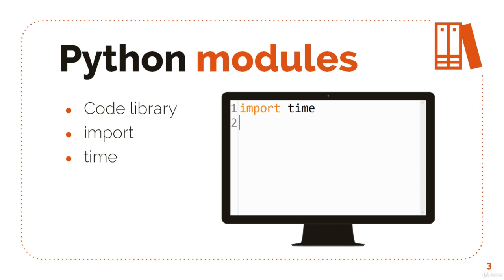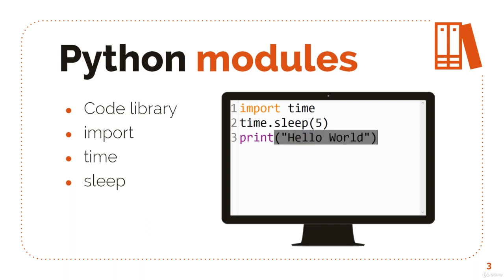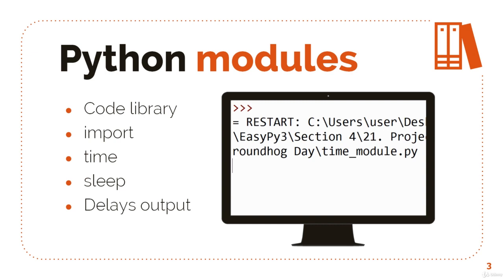Now the function, or rather the method we'll be using from the time module is called sleep. And what this does is it causes a delay in the output. Let me show you what I mean. To use it, we simply write time.sleep and a pair of brackets. Inside the brackets, we must give one argument. And this is how long you want your output to be delayed for, in seconds. So let's write 5, for example. Now, after that, let's print hello world. If I save that and run it, as you can see, there's a wait. And after 5 seconds, we get hello world on the console or the shell. And that's it, simple as that.